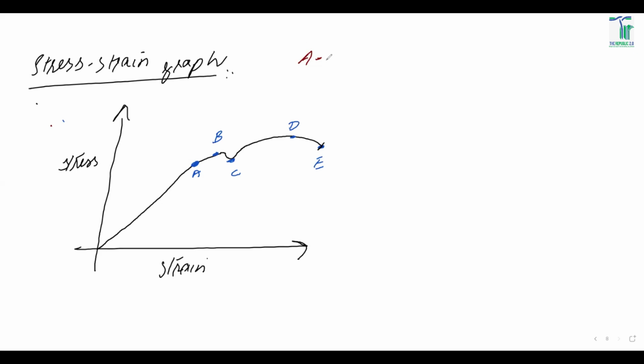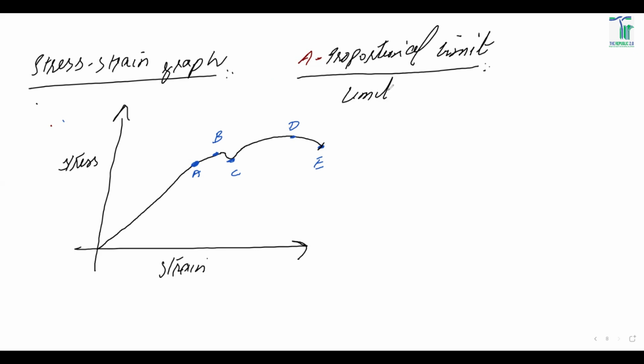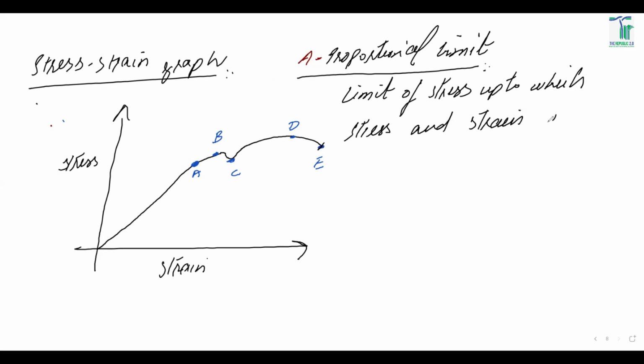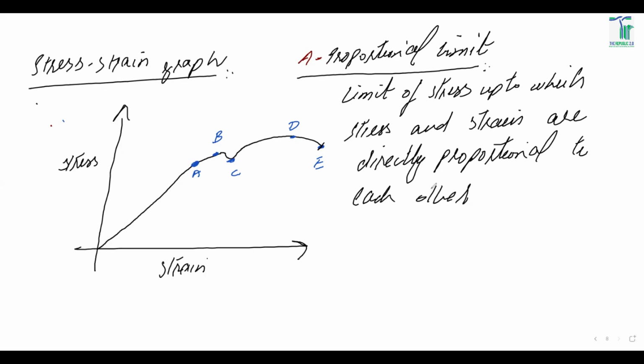So the point A, remember, is known as the proportional limit. It is a limit of stress up to which stress and strain are directly proportional to each other. Did you get that? It is a limit of stress up to which stress and strain are directly proportional.